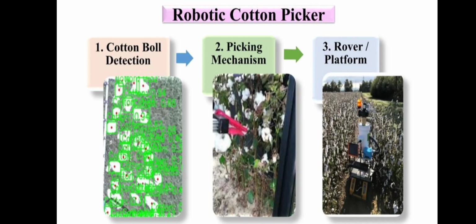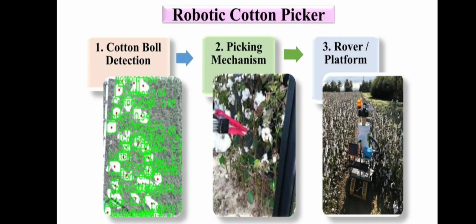These robots use AI and image processing to detect and select individual balls, plucking them with robotic arms or vacuum systems without damaging the plant, aiming to improve efficiency, reduce waste, and address labor shortages in the cotton industry. It works on AI with a combination of cameras to sense and detect the cotton balls.